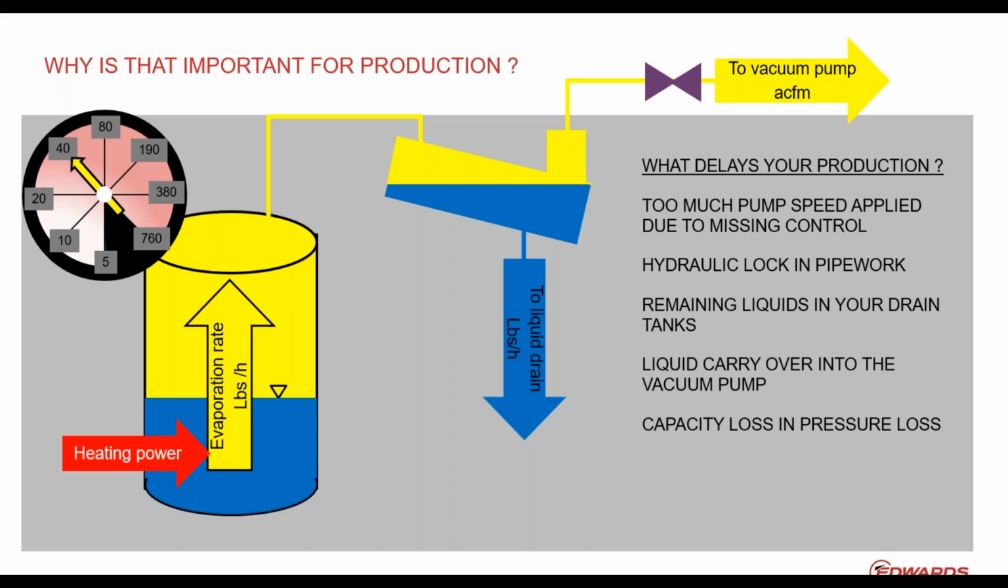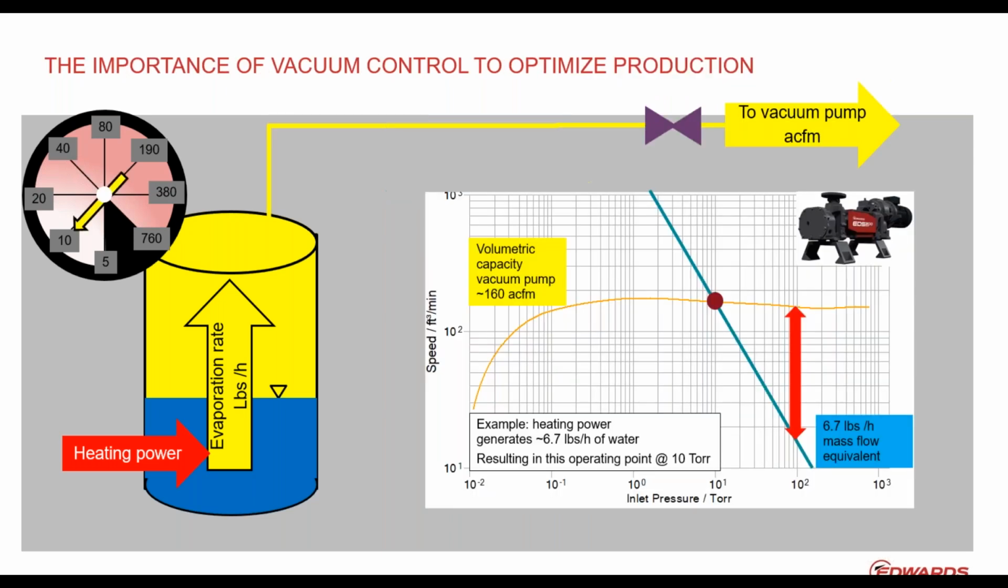The other best practices that I want to make you aware of: hydraulic locks in pipeworks, remaining liquids in your drain tanks, liquid carryover in the vacuum pump, and capacity loss and pressure loss. Except for the latter, they are all interrelated and have to do with what I was trying to explain to you about liquid and vapor state, what the presence of both states means in a distillation or drying process. So let's go into some best practices and details.